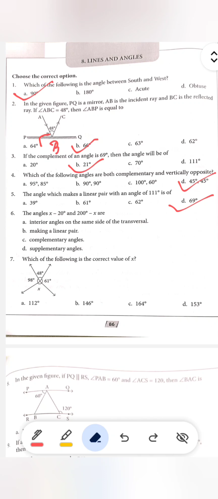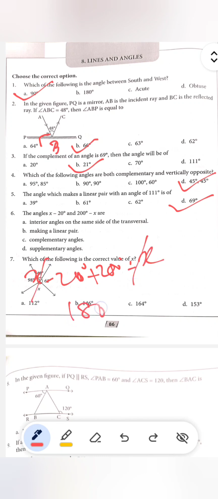The angles x minus 20 degrees and 200 degrees minus x are what? Okay, so let's take x minus 20 degrees and 200 degrees minus x. Add both of them. So plus x minus x cancels out. 200 minus 20 is equal to 180 degrees. So the sum of these two angles is equal to 180 degrees, which means they are what? Supplementary angles.